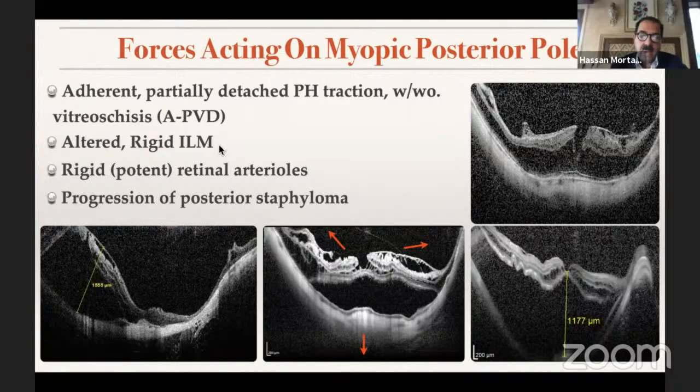The eye lamp in pathological myopia is altered and is very rigid, and it is believed to be the most rigid structure at the posterior pole of these eyes. What is also rigid is the retinal arterioles, and this has been described in the literature by many authors, and then the progression of the posterior staphylomas. These are the forces acting on the myopic posterior pole.